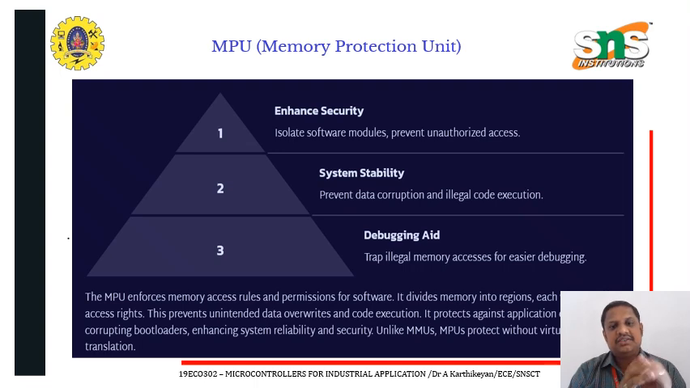The next topic is the memory protection unit, mainly to enhance security, system stability and debugging. Those are the three important things. Enhancing security isolates software modules to prevent unauthorized access, so an unauthorized person should not access our peripherals. System stability prevents illegal data access or code execution. A debugging aid traps illegal memory access, making debugging easier. These are the three important parameters of the memory protection unit. It is very useful, as data should be safe and not be used for illegal activities, and unauthorized access should be avoided.